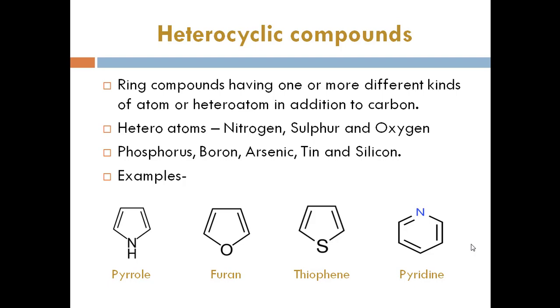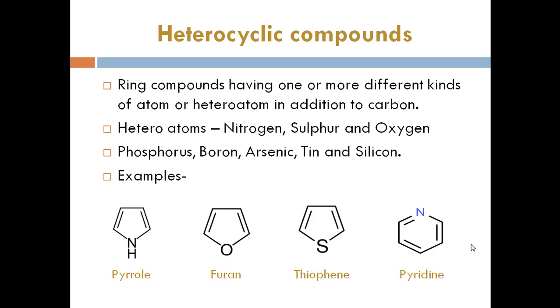Examples of heteroatoms: nitrogen, sulfur and oxygen. Generally in your syllabus, heterocyclic compounds containing heteroatoms like nitrogen, sulfur and oxygen are covered. Right? And in pharmacy, generally heterocyclic compounds containing heteroatoms like nitrogen, sulfur and oxygen are studied. There are some other heteroatom-containing compounds available, like phosphorus, boron, arsenic, tin and silicon.